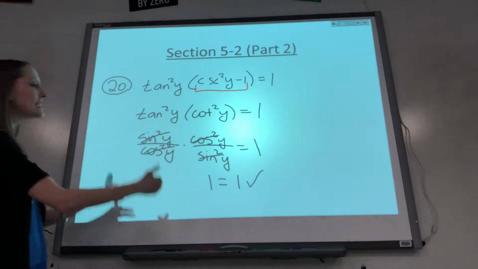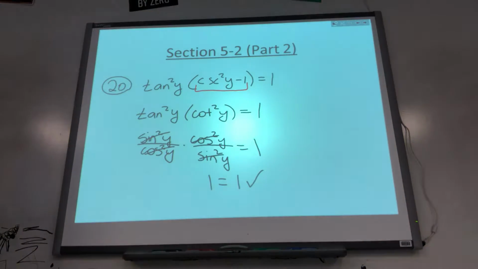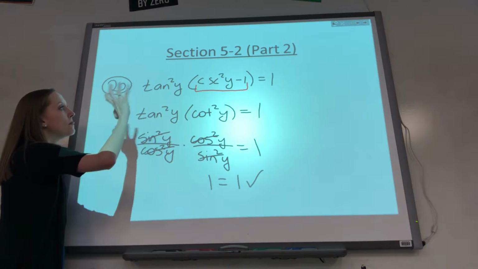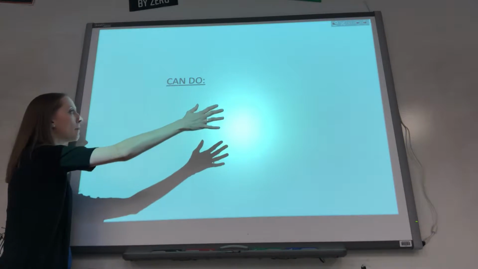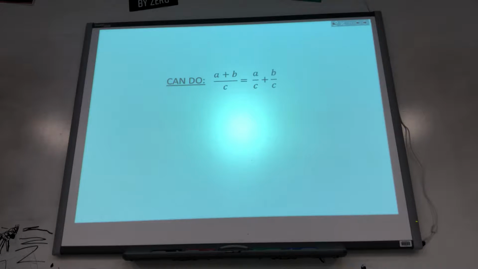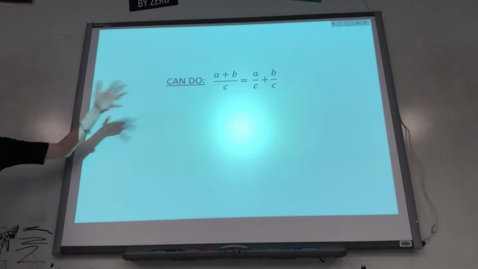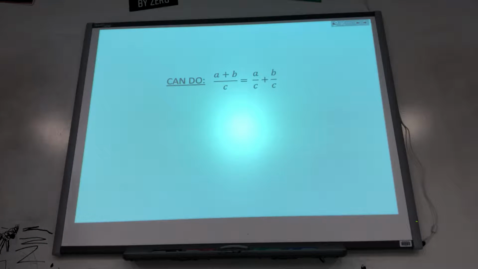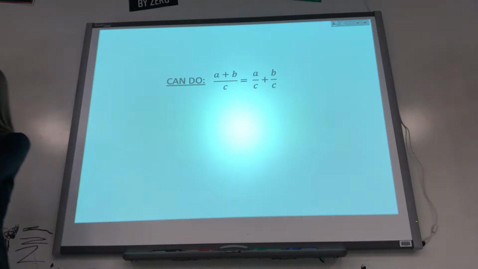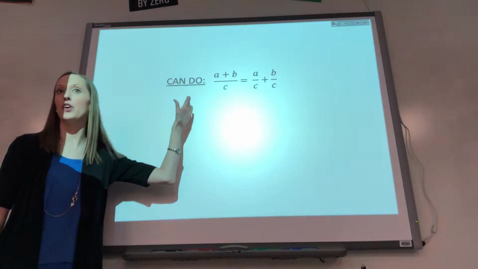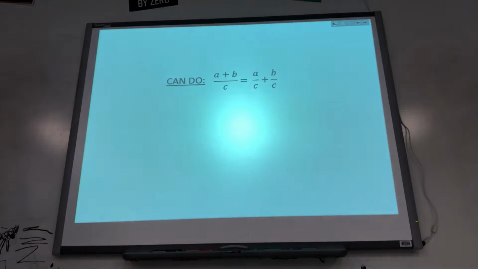So same ideas, I'm just going to show you some other types of problems that you could run into. Now this is going to seem random right now, but I want to put up here a couple things about fractions real quick. Some of our problems today are going to have fractions in them, and I want to make sure that you know what you can do with fractions and something that you can't do.